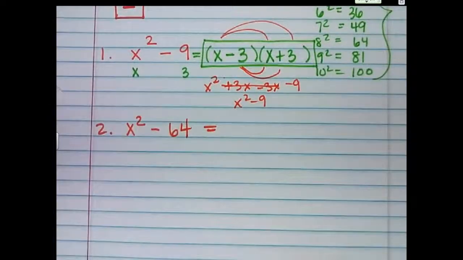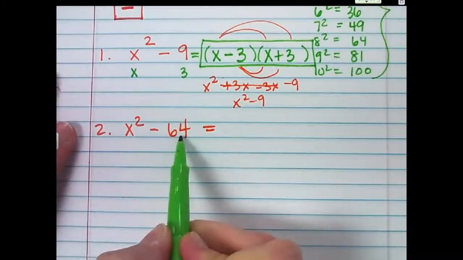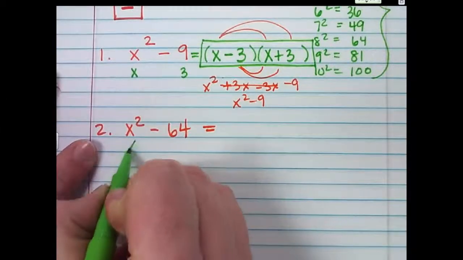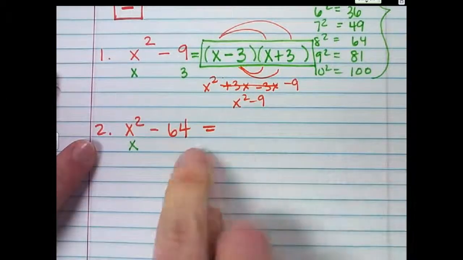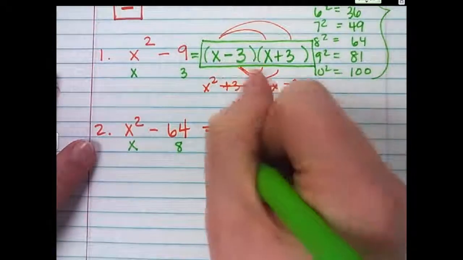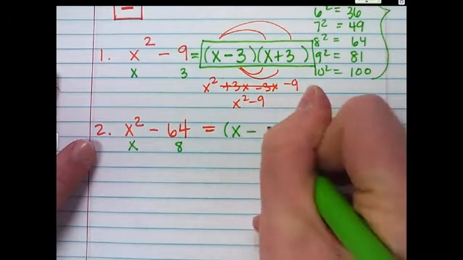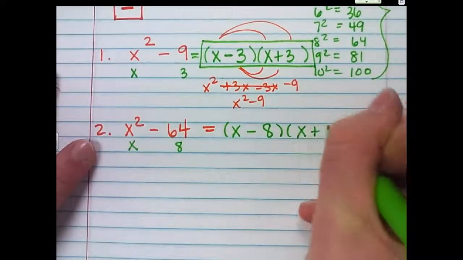Okay, number 2, x squared minus 64. Okay, so I see the subtraction, and I see I have 2 perfect squares. So we already know this one is x. What times what gives me 64? 8. So you make your 2 parentheses. One has a minus in the middle, and one has a plus.